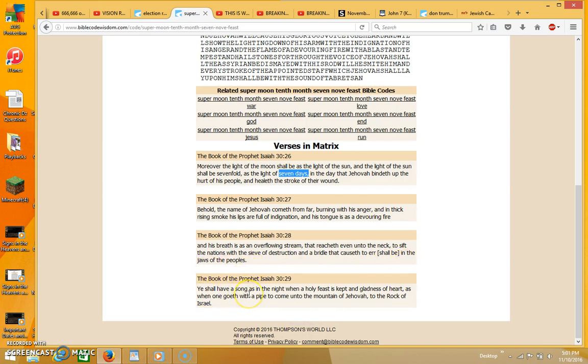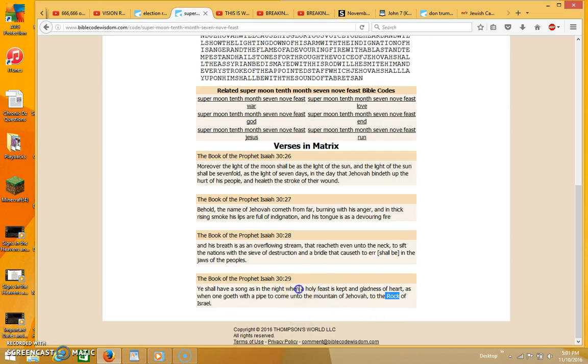Ye shall have a song, as in the night when a holy feast is kept, and gladness of heart, as when one goeth with a pipe to come to the mountain of Jehovah, to the rock of Israel." And of course the rock would be Jesus.